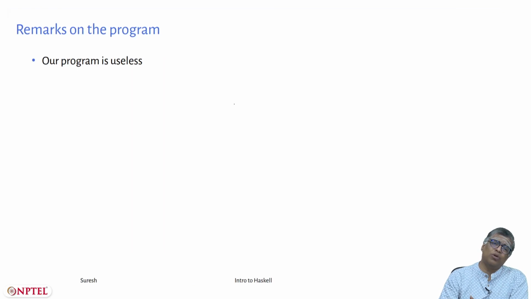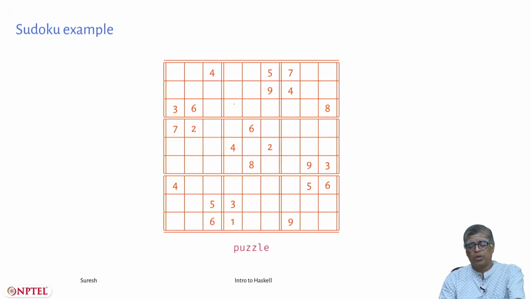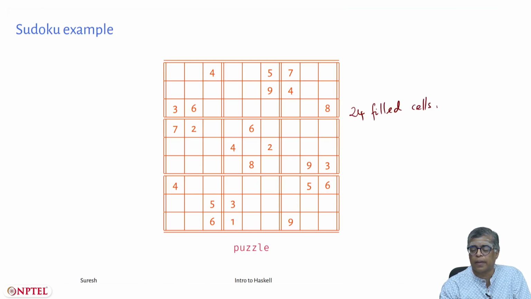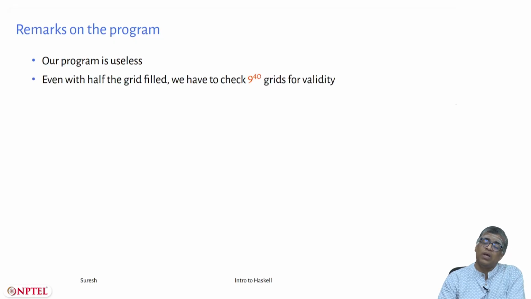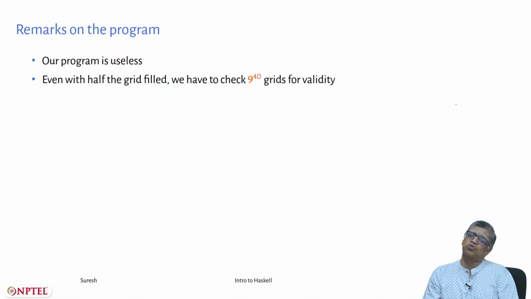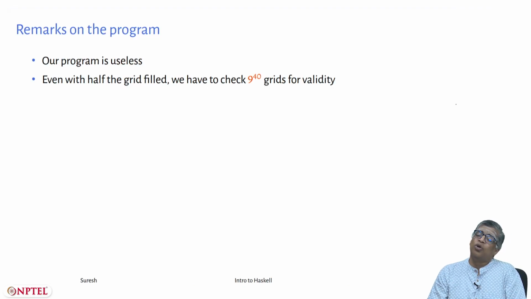But our program is totally useless to do this, because this has 1, 2, 3, 4, 5, 6, 7, 8, 9, 10, 11, 12, 13, 14, 15, 16, 17, 18, 19, 20, 21, 22, 23, 24. There are 24 filled in entries, filled cells, which is not bad, but our program won't even start on this, even with half the grid filled. Okay, so even if I have filled in 41 cells, let us say, there are 40 blank cells. For each of those blank cells, you will put in 1 to 9, and then you will expand it. You will actually get 9 to the 40 grids, and you have to check each of these grids for validity.